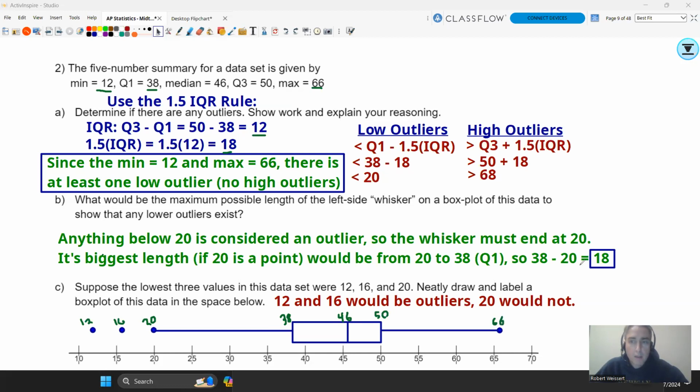Now, this might help you answer this question. This is going to be the biggest that whisker could be, 20 to 38, if I have outliers below that. So 18 would be considered the maximum length that whisker could be, and that kind of helps reinforce the box plot down below. So that concludes question 2. Write anything down here that's helpful for you, and let's move on to the next question.